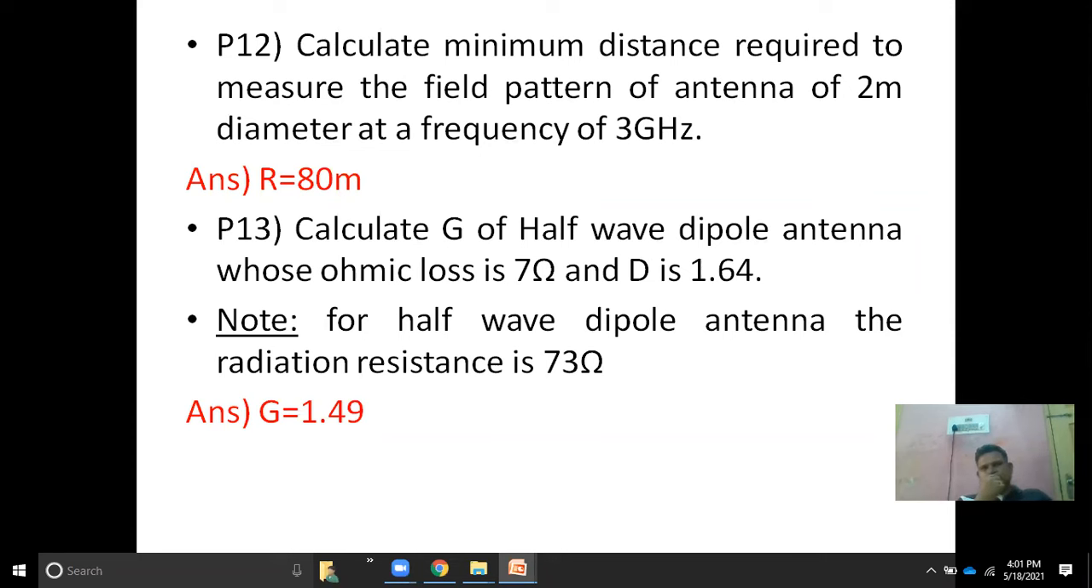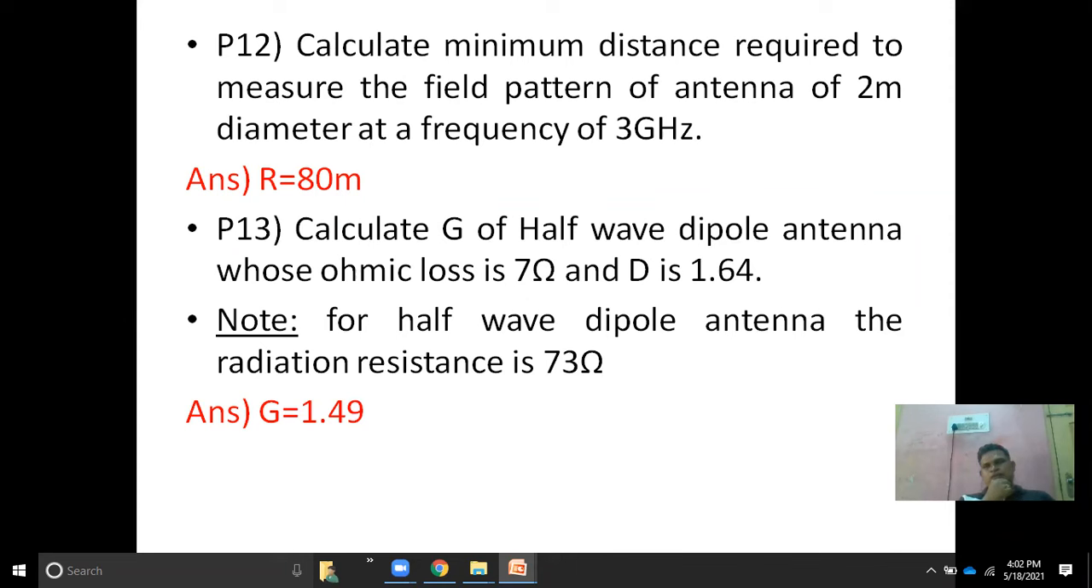Can anybody tell me what is the equation? The minimum distance is equal to 2D squared by lambda. Very good. Note down: the minimum distance required to measure the field pattern of an antenna, capital R, is equal to 2D squared by lambda. Very simple. What is the value of lambda here? How to calculate the value of lambda? Frequency is given, right? Frequency is equal to 3 gigahertz.